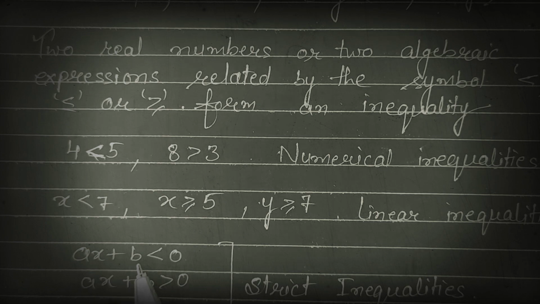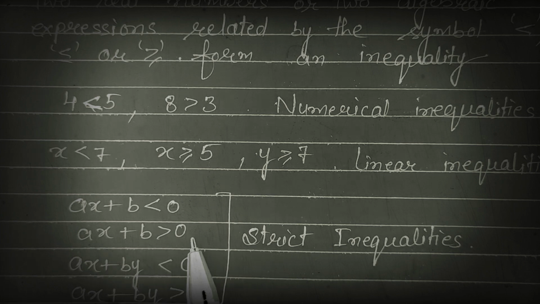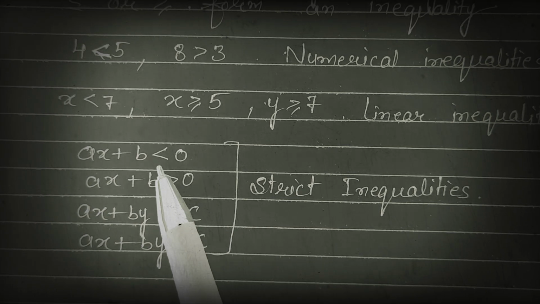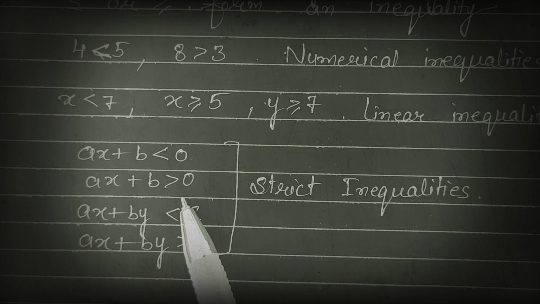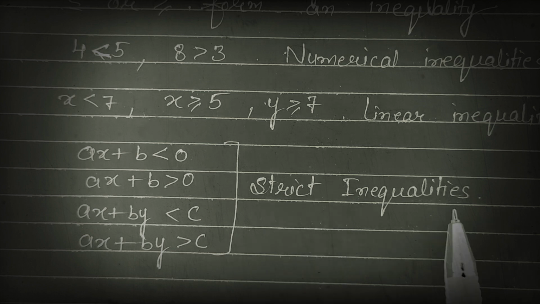For example, ax plus b less than 0, ax plus b greater than 0, ax plus by less than c, ax plus by greater than c, these are connected with just less than or greater than. No equality sign is here. So these types of inequalities are called strict inequalities.